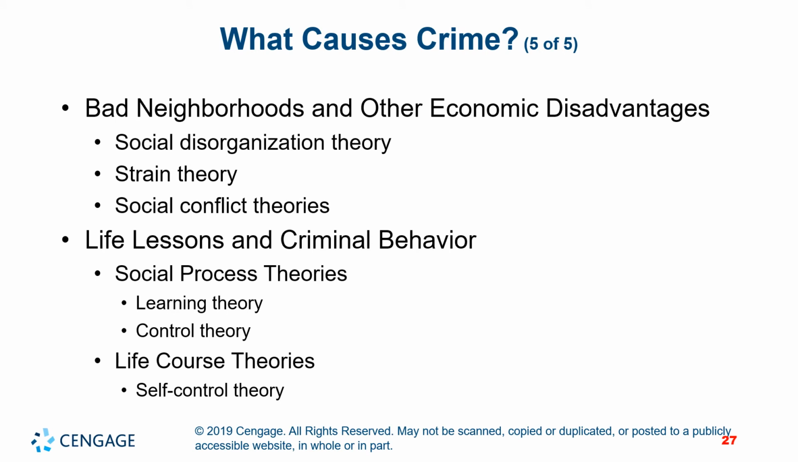Now, what causes crime? Bad neighborhoods and other economic disadvantages. Sociological theories indicate that crime is a result of social conditions in a person's environment.